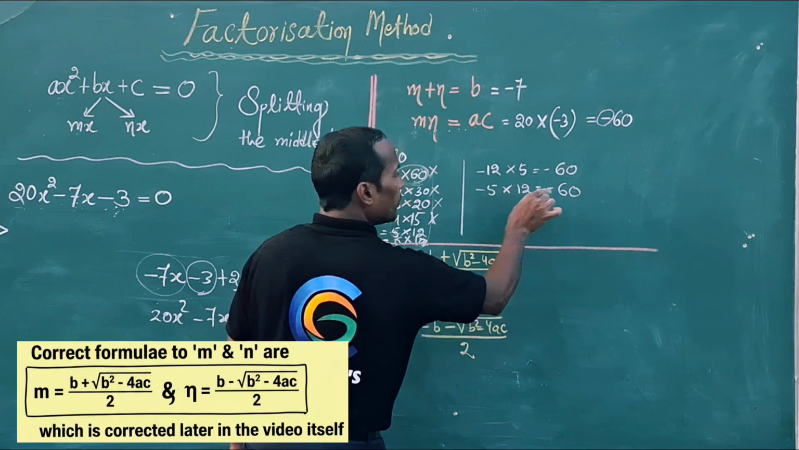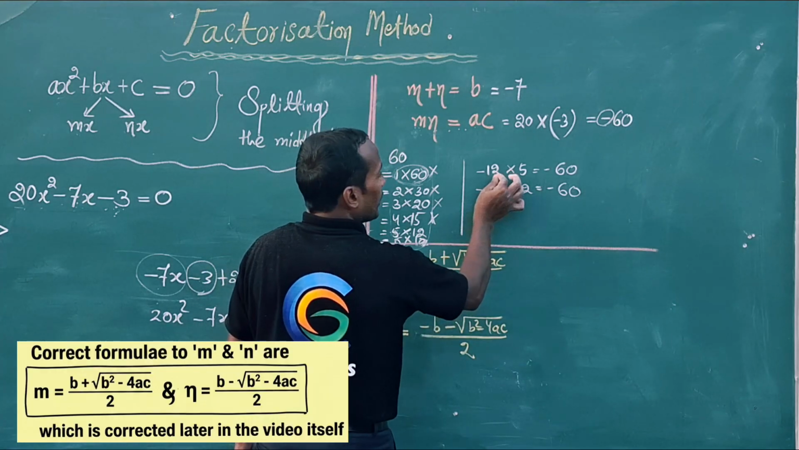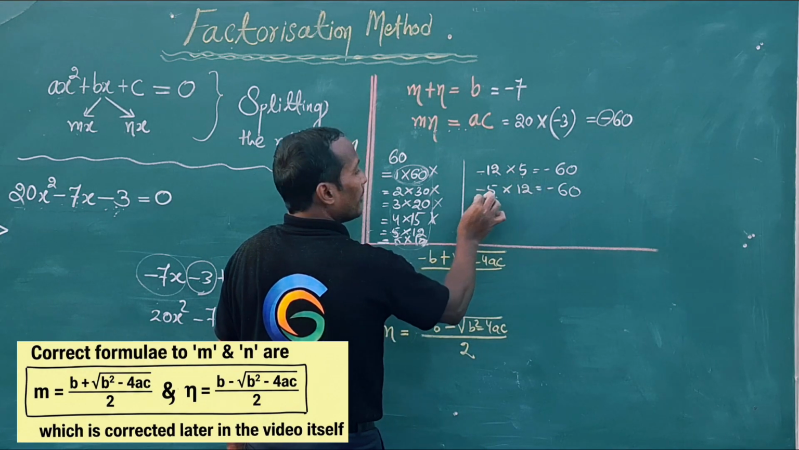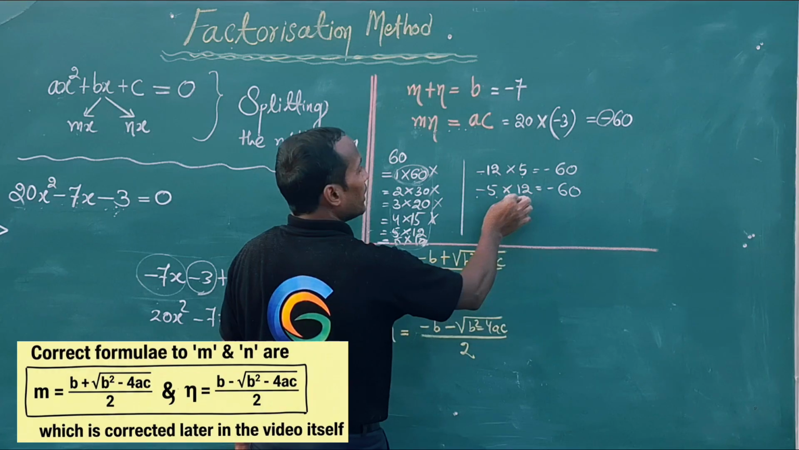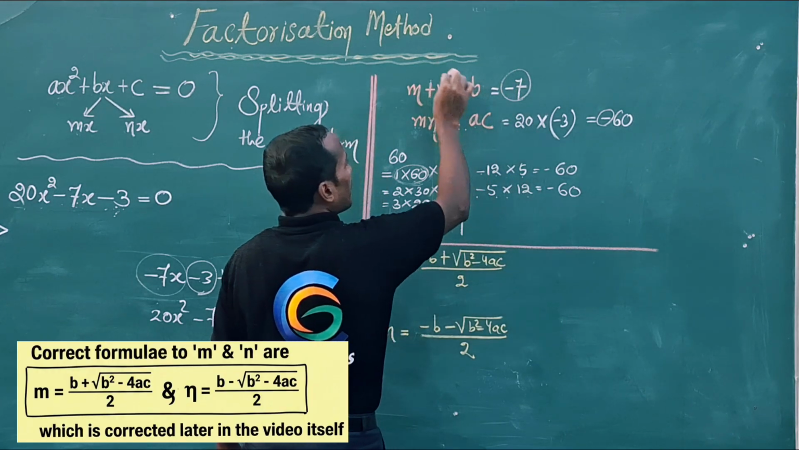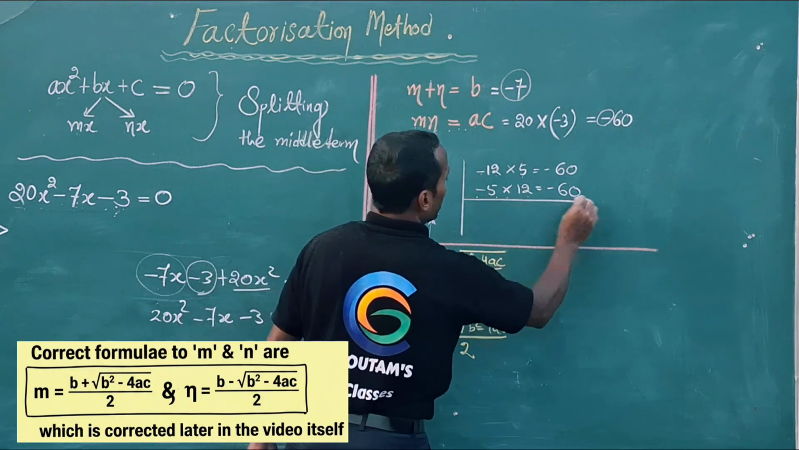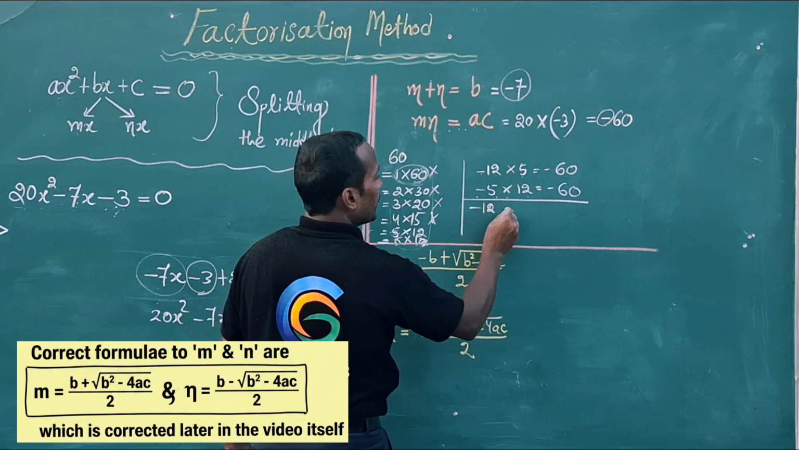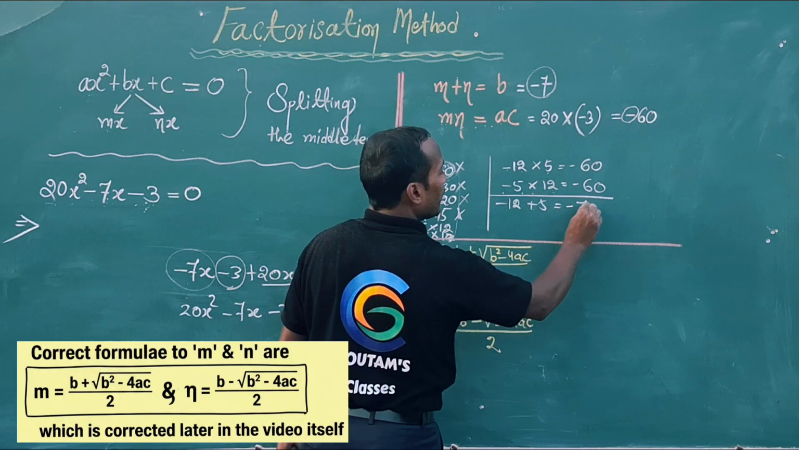Okay. In both cases I get... Now taking 12 as negative and 5 as positive, or taking 5 as negative and 12 as positive, in which case you get minus 7 as the sum. This is the next step. So let us check that. If you take minus 12 plus 5, you get minus 7.